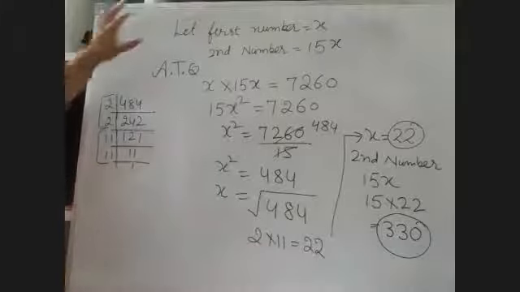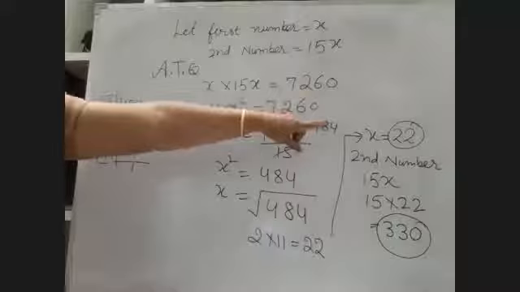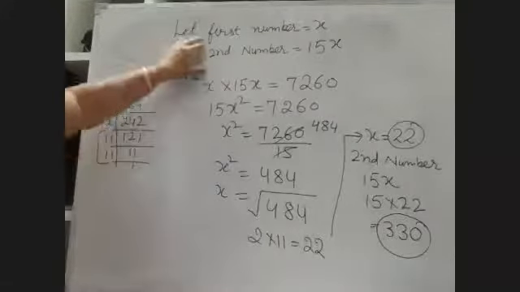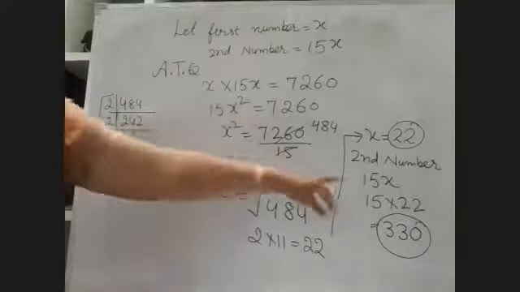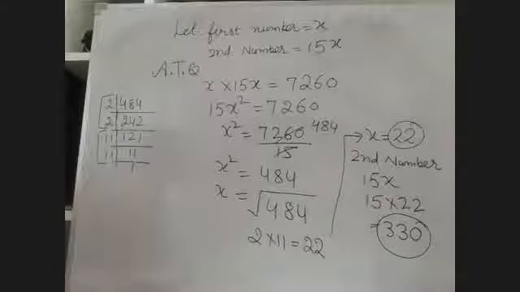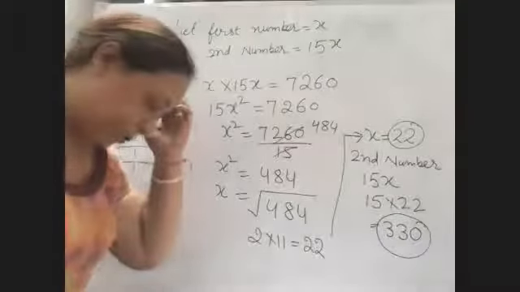So our first number is x. It means our first number is 22. Then the second number is 15x. Now find the second number: 15 multiplied by 22 is 330. So the second number is 330. Clear, students? Next is question number 11.